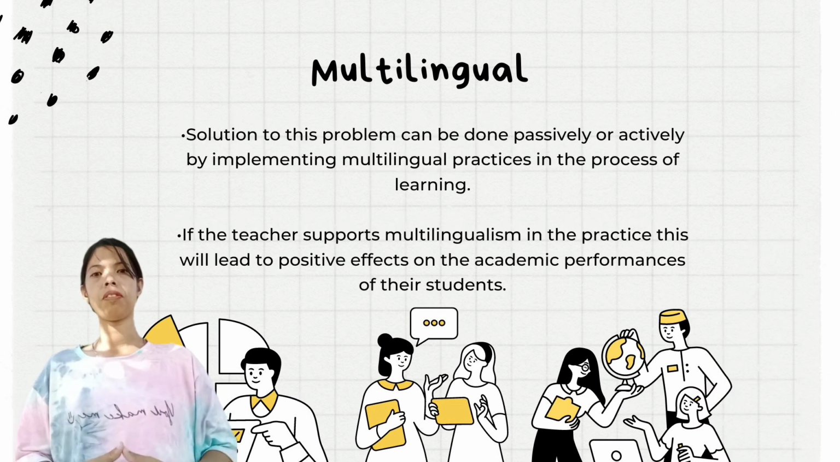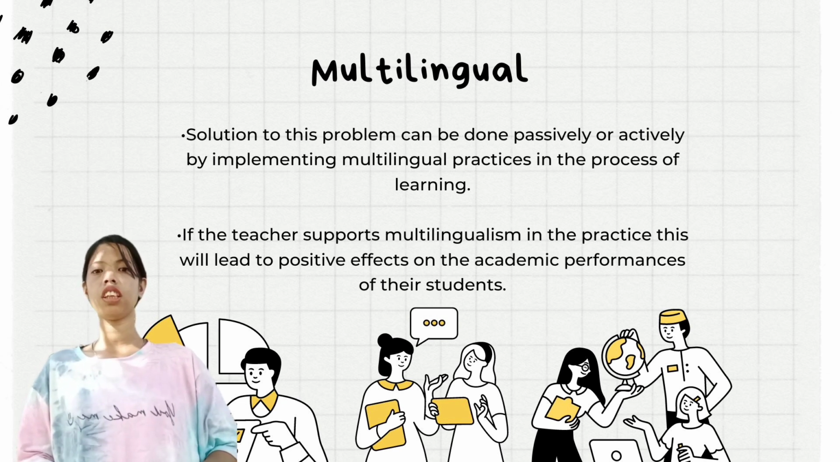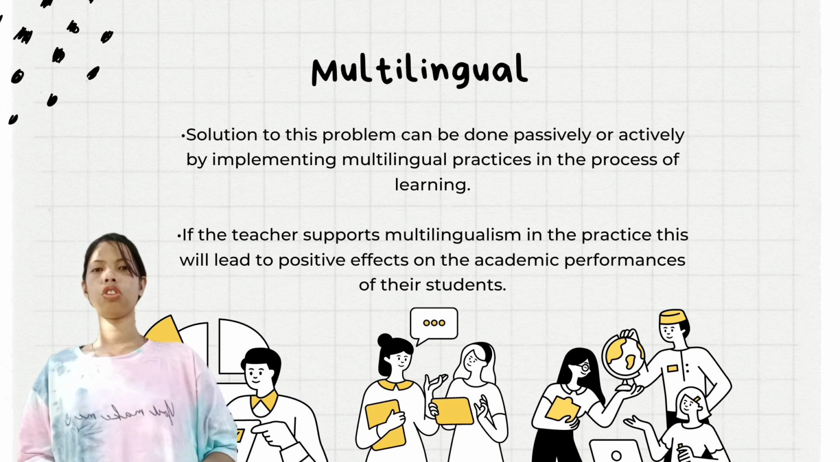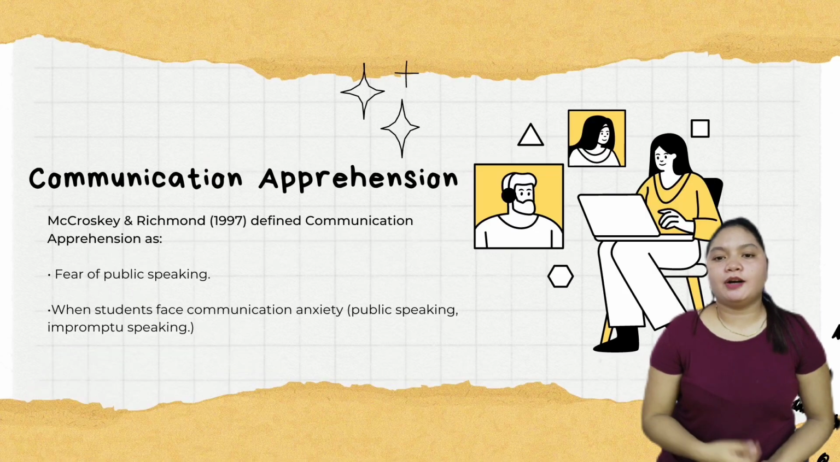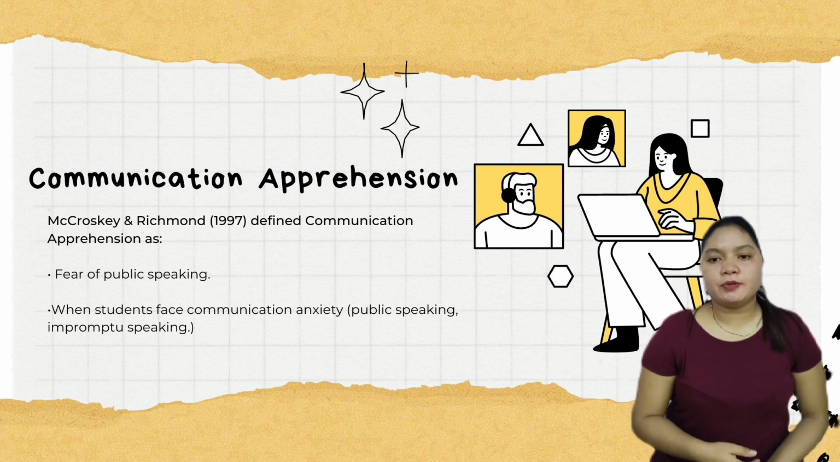The solution to this problem can be done passively or actively by implementing multilingual practices in the process of learning. If the teacher supports multilingualism in practice, this will lead to positive effects on the academic performance of their students. We now turn our attention to the next challenge. Communication apprehension is a problem we must address.